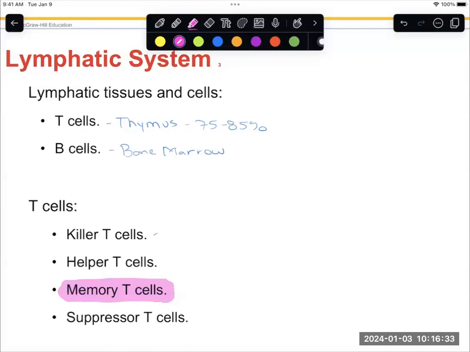And then we have suppressor T cells. They suppress activation of the immune system.